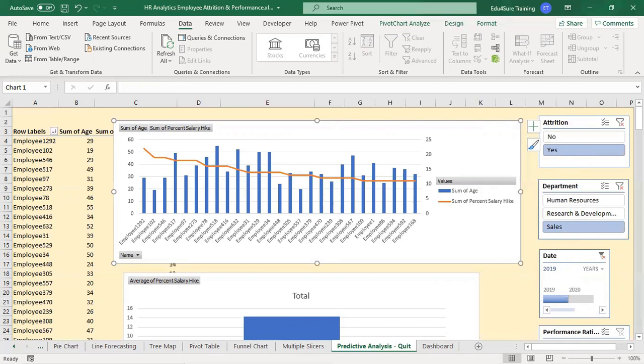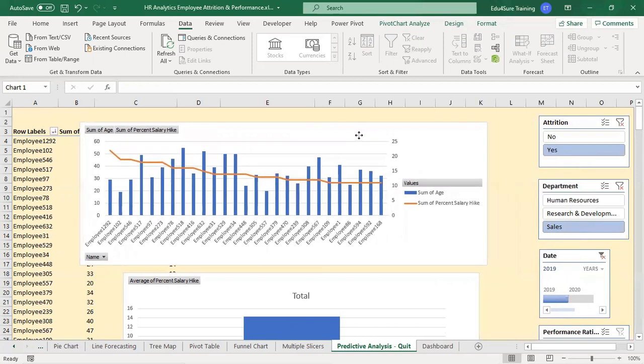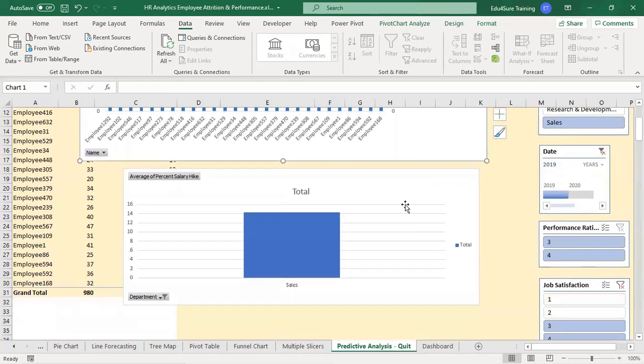So this is the kind of analysis we do, right? So whenever you are working on this business problem, create all the slicers, timelines, and graph like this, and then proceed.